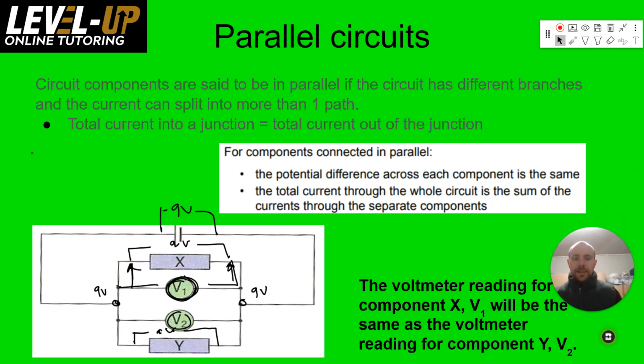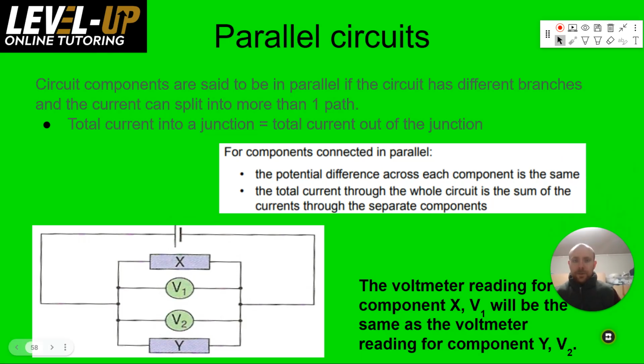So again, back to AQA's specification, quite a useful summary. For components connected in parallel, the potential difference across each component is the same. The same for each component. The total current through the whole circuit is the sum of the currents through the separate components. Similar to what I was saying about the junction. Yeah, the current going into that junction is the same as the total current coming out of that junction.